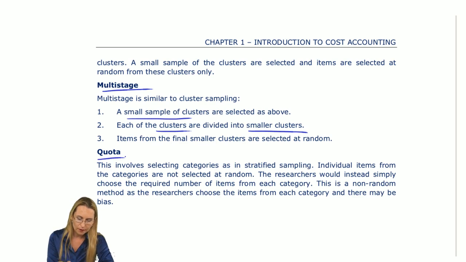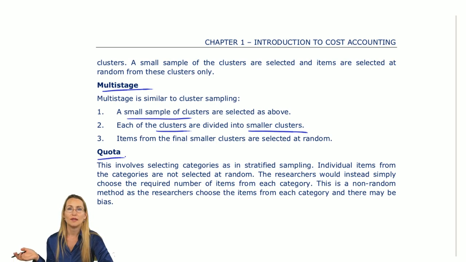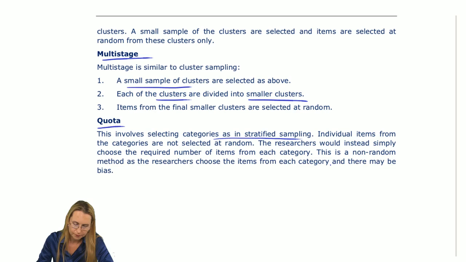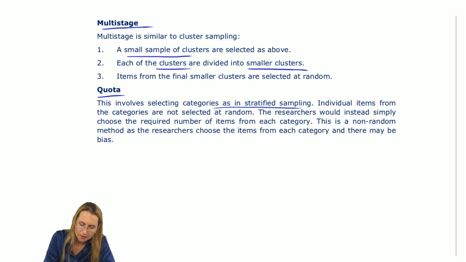And then quota. This is non-random sampling, so be careful. If it's non-random, then it's subject to bias. It's categorized stratified sampling from the categories that are not selected at random. So you simply choose a required number of items from each category. And very key, this is non-random, and there might be some bias.